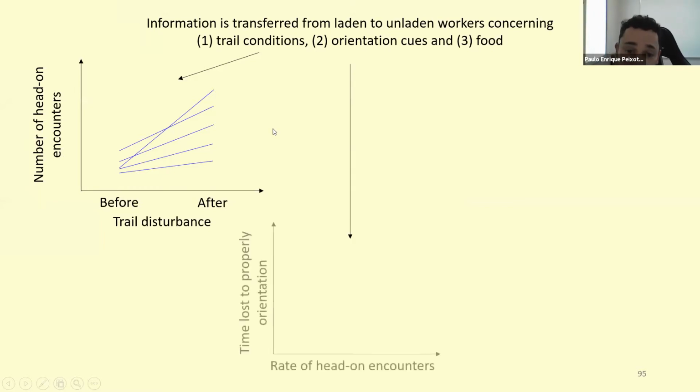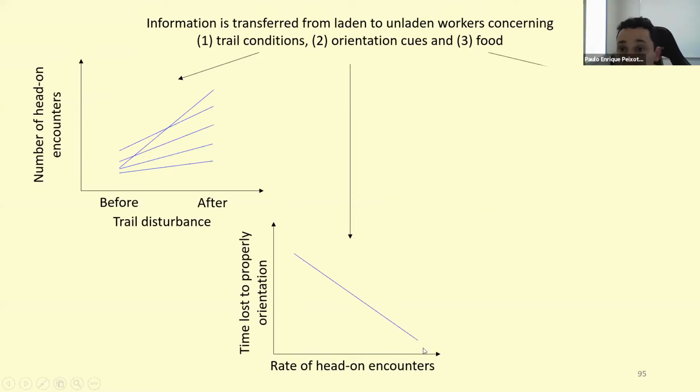For the second one, they imagined that the time that an individual would lose to get a proper orientation to the food should be related to the number of head-on encounters. They imagined that the higher the number of head-on encounters, the faster the individual would find a proper orientation to the plant. So they imagined that this relationship should occur, okay? The time lost until proper orientation should reduce when individuals perform more head-on encounters.